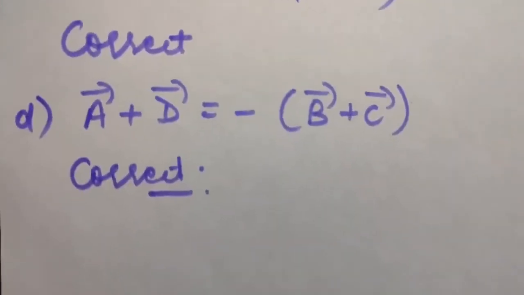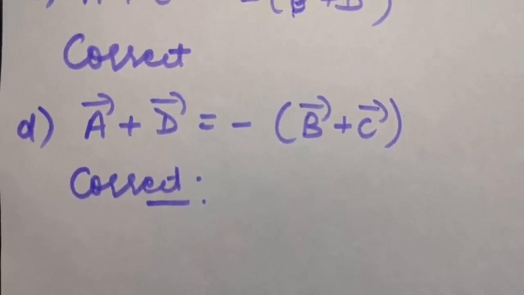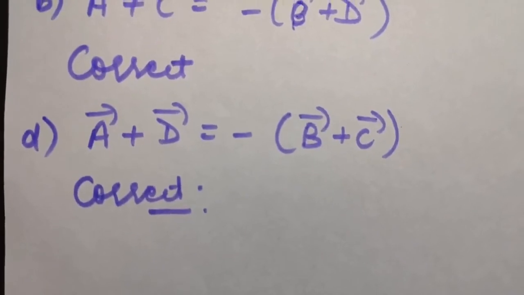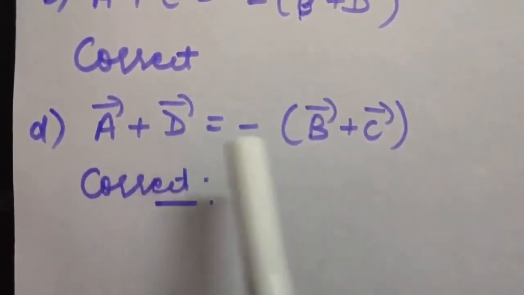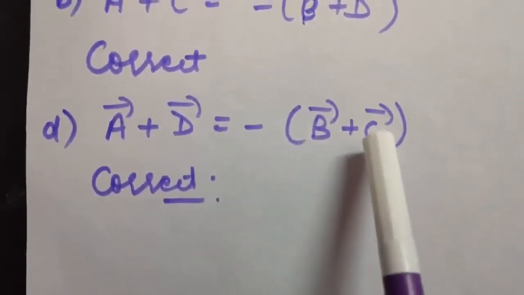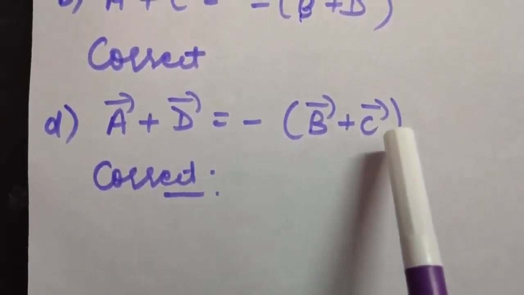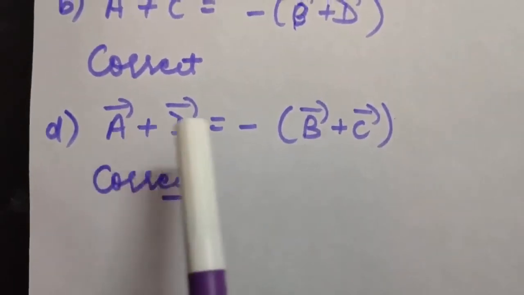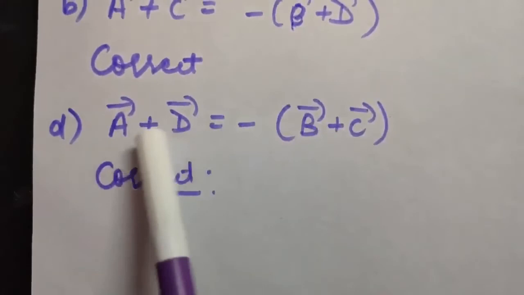D part says B plus C must lie in the plane of A and D if A and D are not collinear, and in the line of A and D if they are collinear. This is also correct, because now A plus D will come to be minus of B plus C. So if B and C are not collinear, for example, let us take B plus C as 2i cap plus 3j cap, that is, they are lying in the xy plane. So A plus D should also be lying in the xy plane. Only then they can be equal.